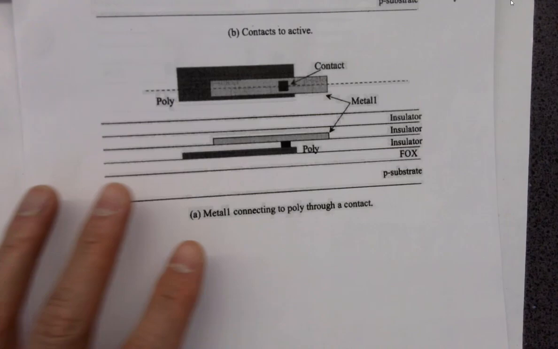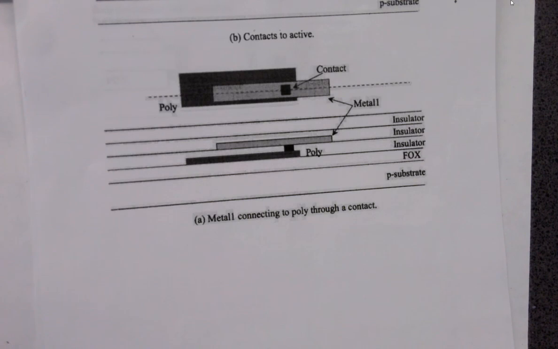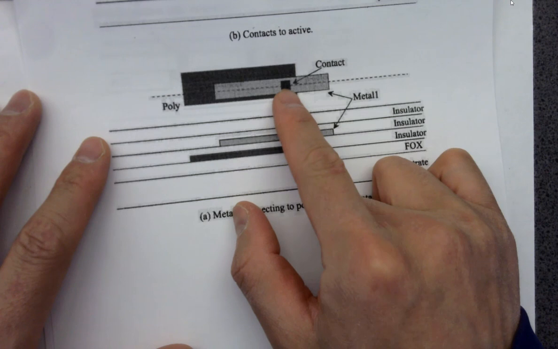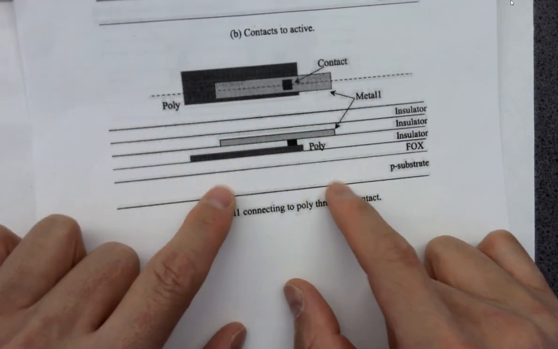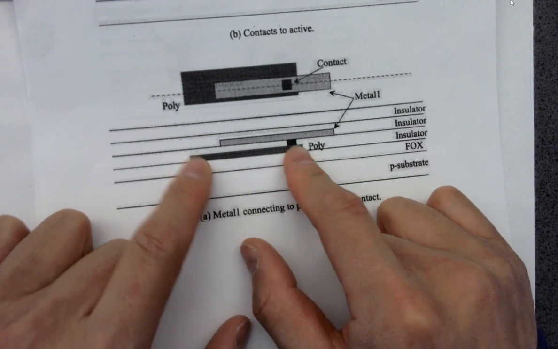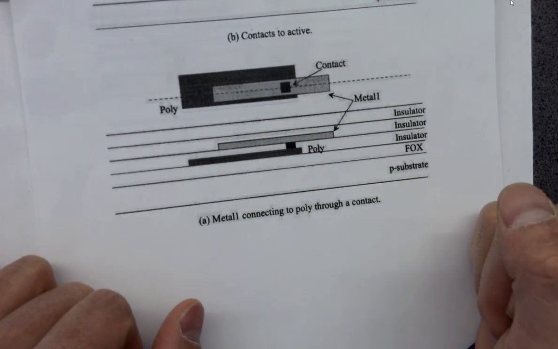This one, I'm just going to let you look at the answer. Just one more practice over here. So, contact is a via, poly, right? Poly layer. Got P-sub, Fox, poly, via, metal one. Easy, right?